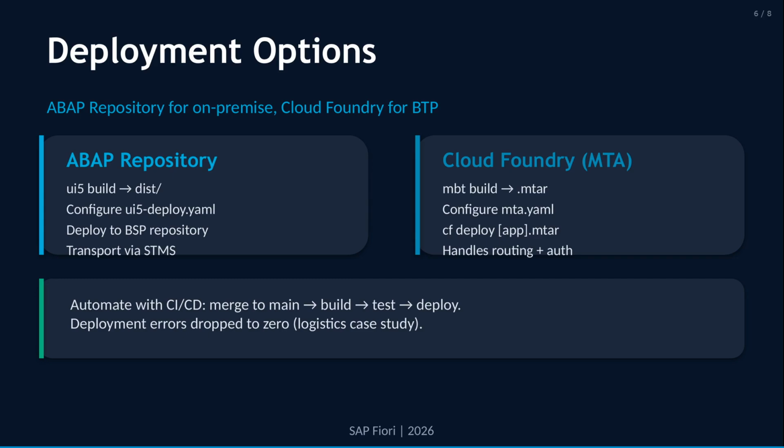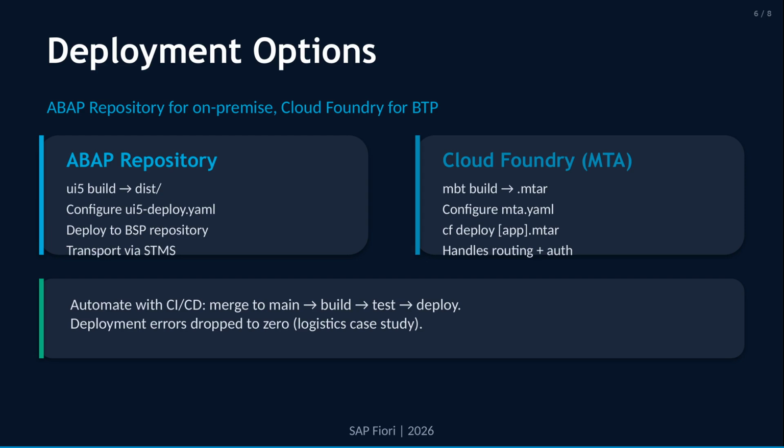There are two primary deployment targets. First, the ABAP repository. This is the traditional target for on-premise S/4HANA Fiori apps. The ui5 tooling provides the deploy command that packages your app and uploads it to the BSP repository on your ABAP server. Configure the deployment target in your ui5-deploy.yaml file with the server URL, client, and transport request. The app then becomes available through the Fiori Launchpad's app index.